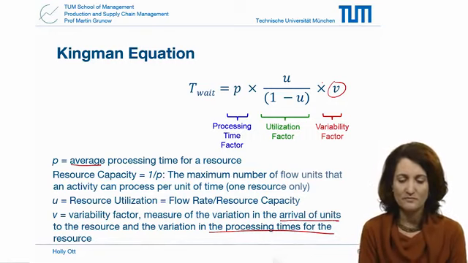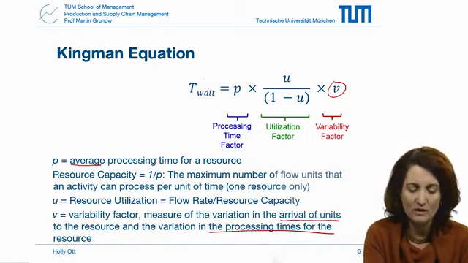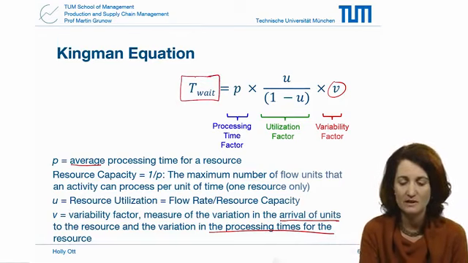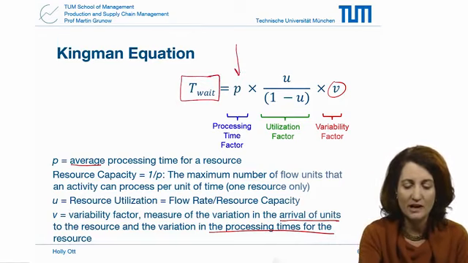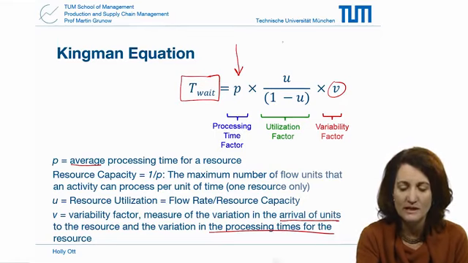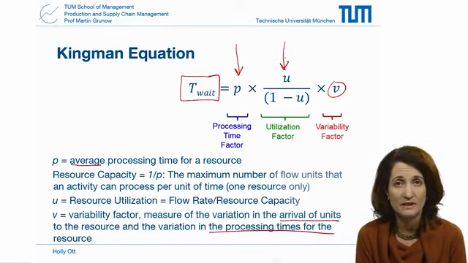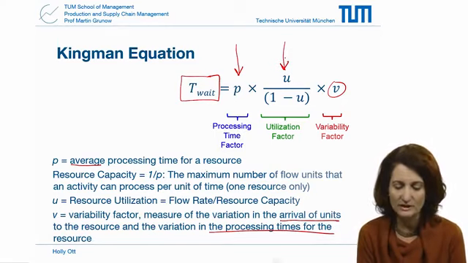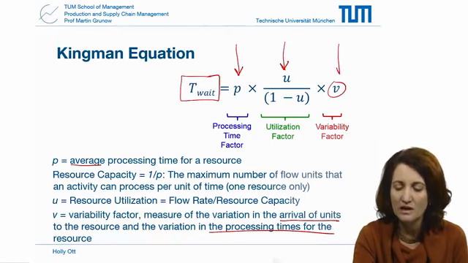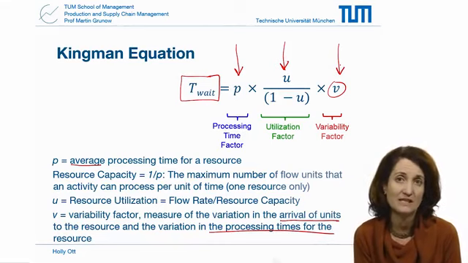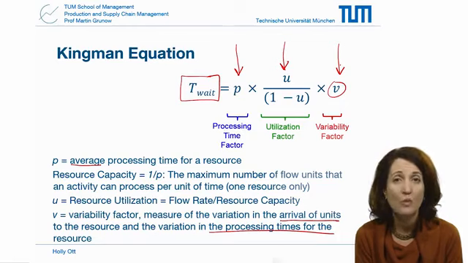So for us though, we've got the average waiting time in front of a resource in a system with variability. It depends on the actual processing time of our resource, on how utilized our resource is, what is our resource utilization, and on the variability, how high or how bad is the variability in our system. And each one of these components will contribute to waiting.